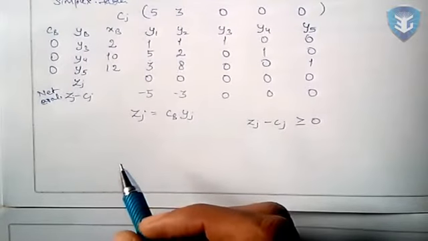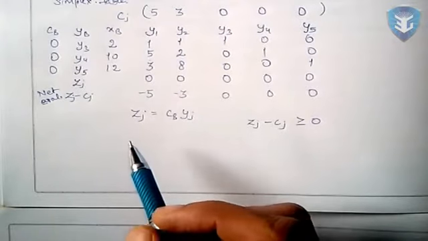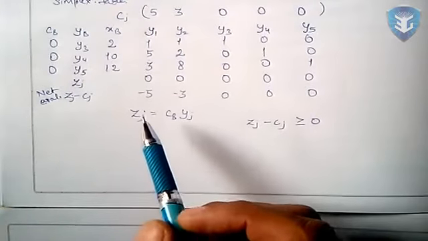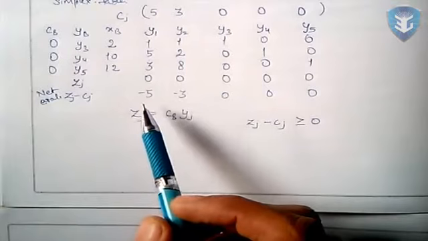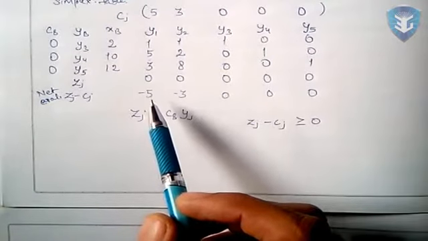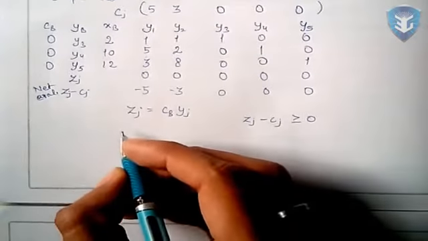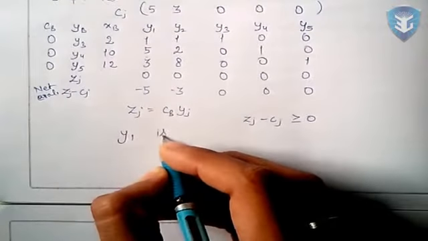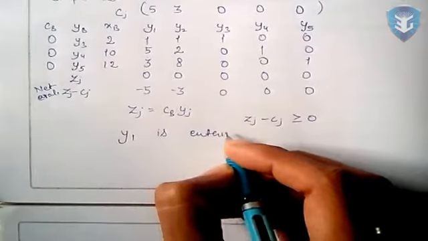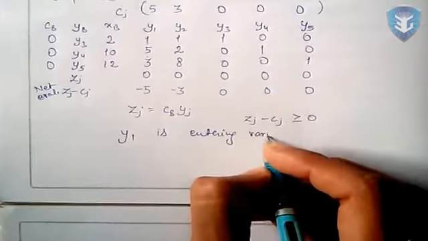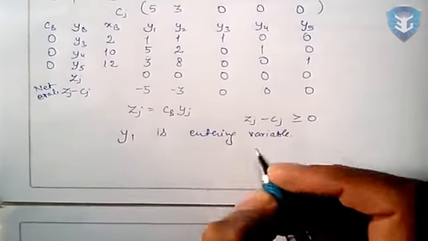Now, for the entering variable, we need to see the most negative net evaluation. In our case, that is minus 5, and it corresponds to the variable y1. So we say that y1 is the entering variable, and it means that it will enter the basis.